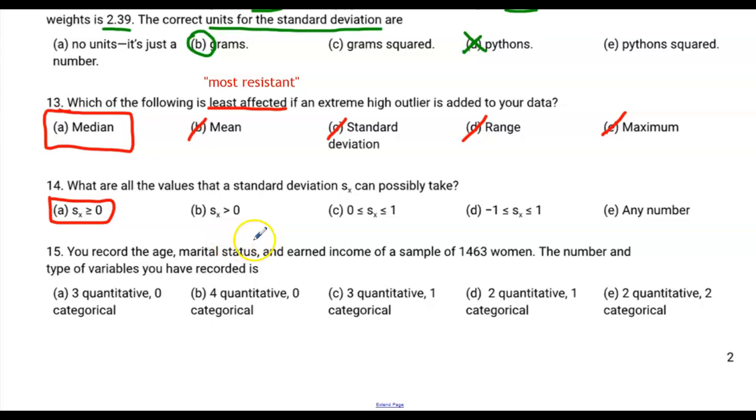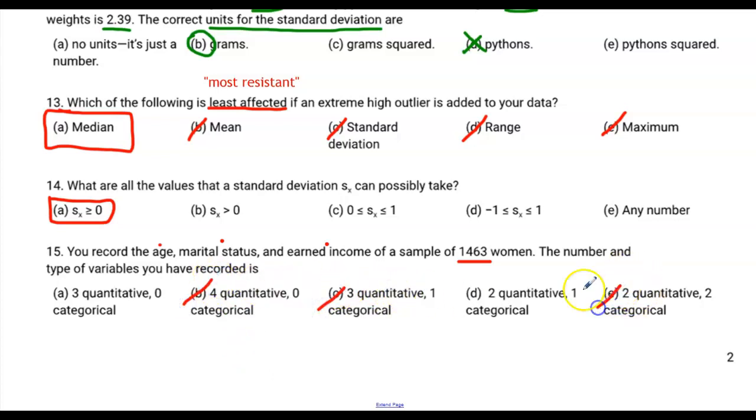You record the age, marital status, and earned income of 1,463 women. You've recorded some variables. How many of them and what type are they? Well, age, marital status, earned income. Seems to me that that's 3 different variables. If I'm talking about 3 variables, 4 is right out. 3 and 1, that's no good.